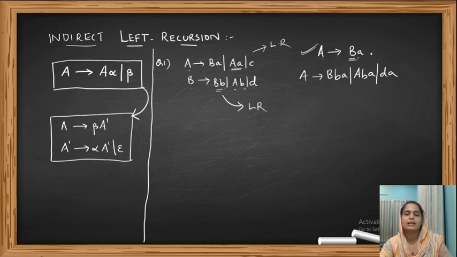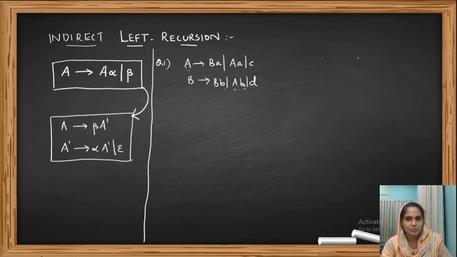So in the production A produces BA, we don't see any left recursion. But after replacing the value of B with these values, we can see that the second term contains left recursion. Clear? That is why we call it indirect left recursion. In the first step we don't see any left recursion, but after substituting the values, in the second step we can see the left recursion.